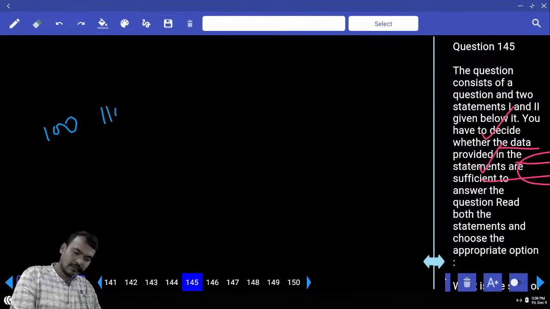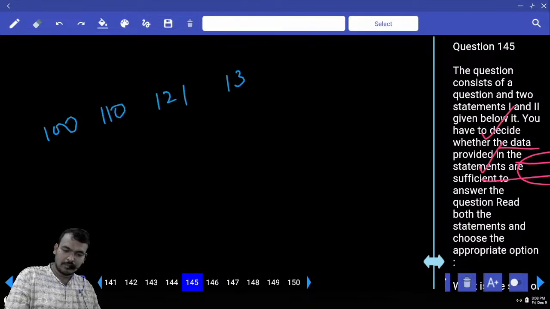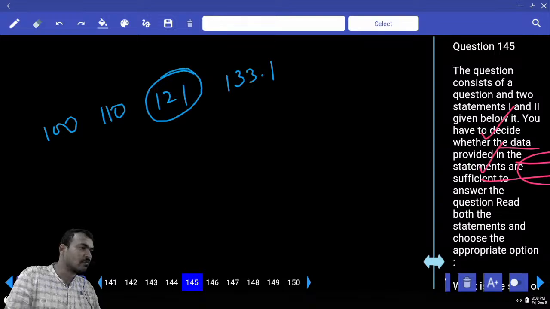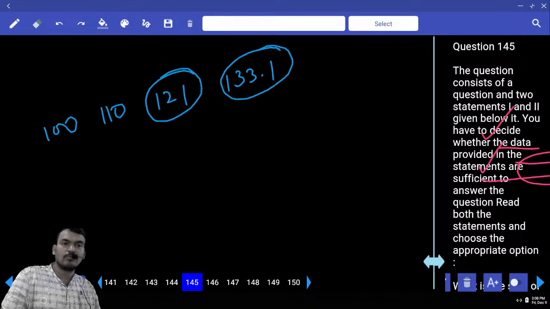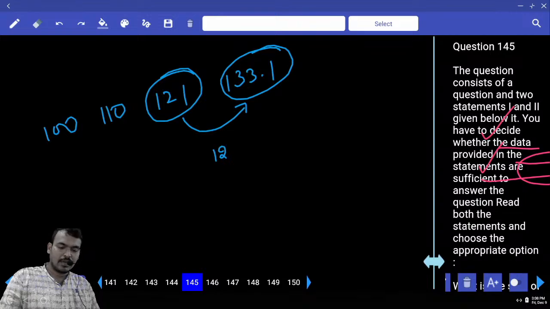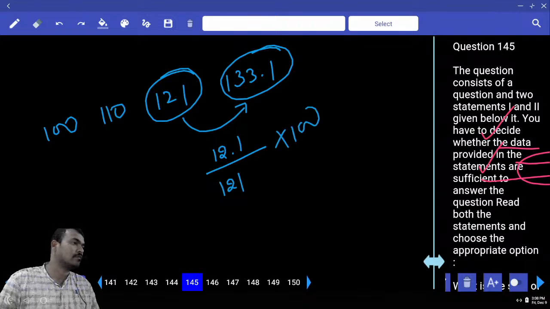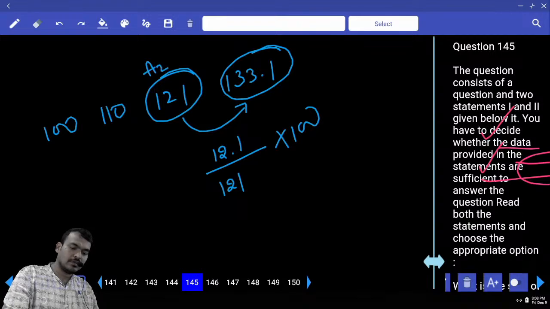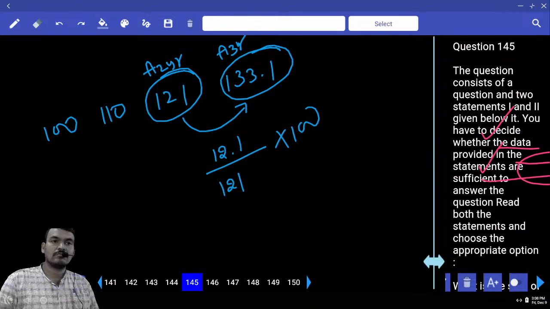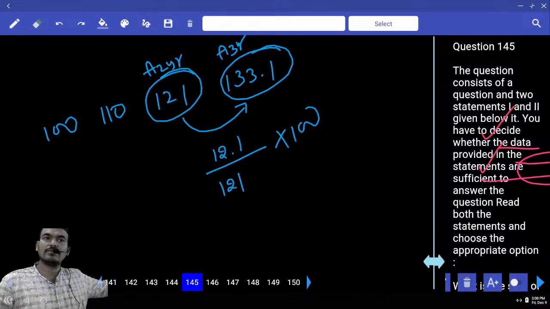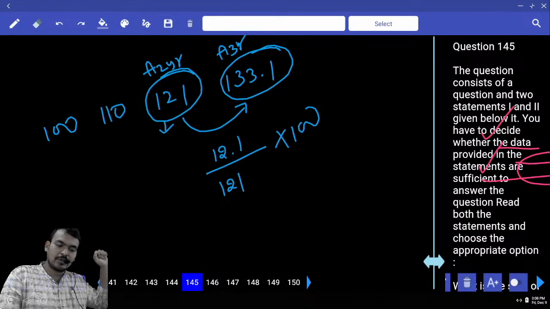100, 110, 121, 133.1. What is the second year amount? 121. What is the third year amount? 133.1. How much value is increased? 12.1 earned. It is calculated on which one? 121 into 100 gives the percentage earned. It is which year amount? Second year amount. And it is which year amount? Third year amount. The amount in the second year is also equal to the principal of the third year, which represents the principal in the third year.